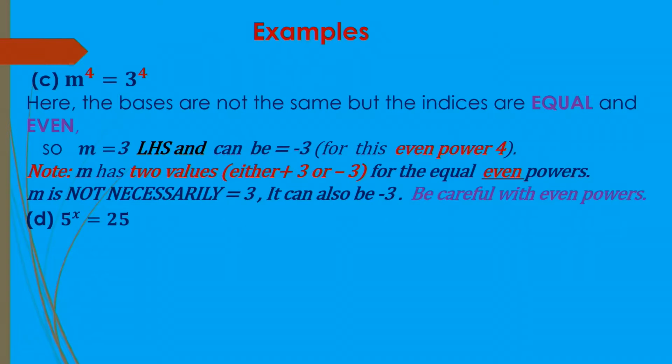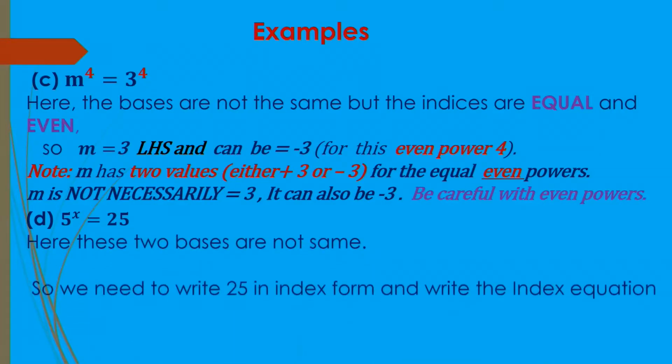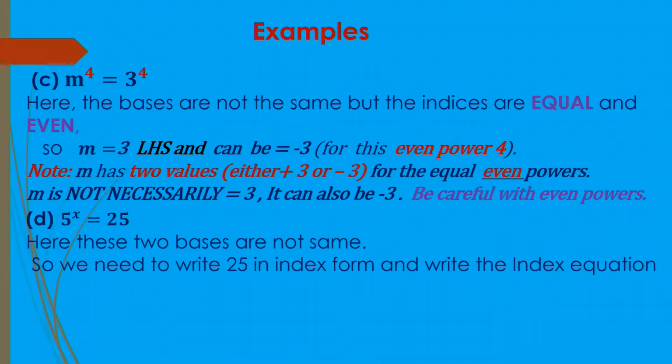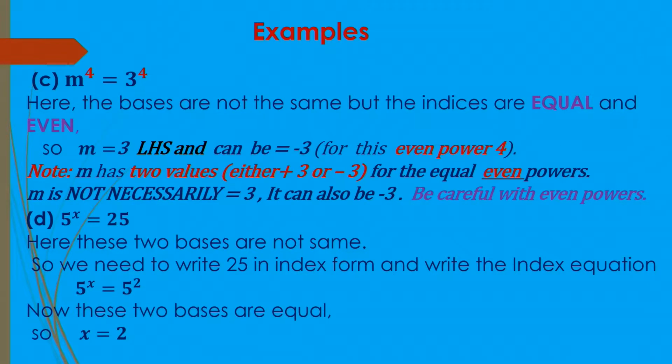So you must be careful about even powers. Part D, 5 power x equal to 25. Here the bases are not the same, so first we need to write 25 in index form. We have 5 power x equal to 5 power 2. Here the bases are the same, so we conclude that x equal to 2.